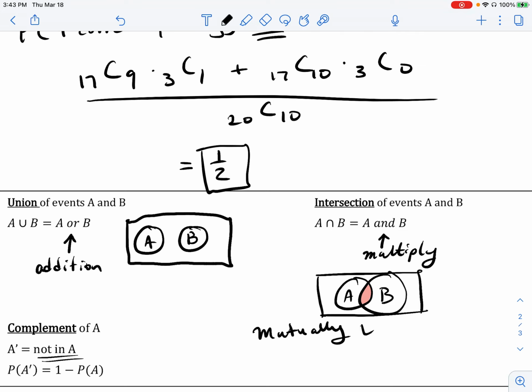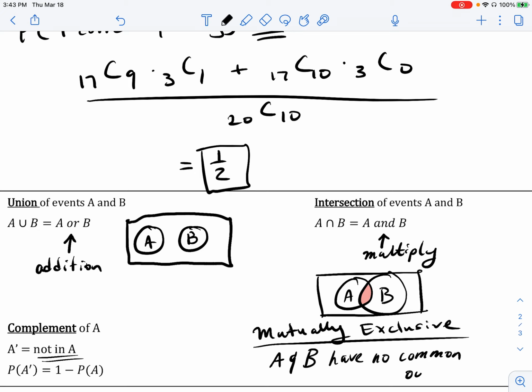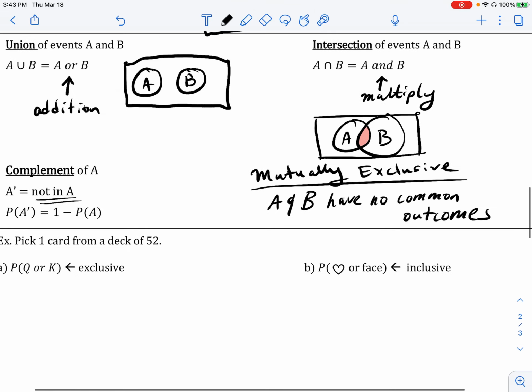The idea of mutually exclusive events: it's where A and B have no outcomes in common. Have no common outcomes. And we'll see an example of that in just a bit. All right, so let's try some problems with this.